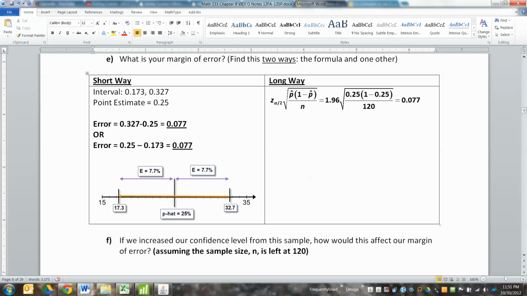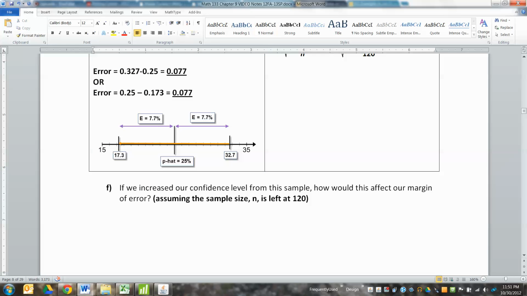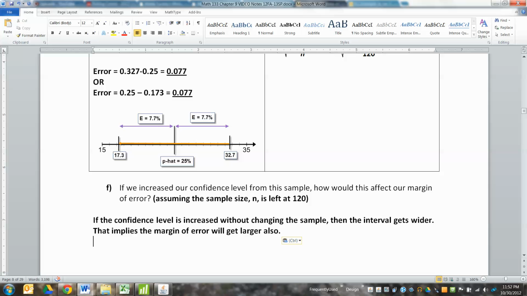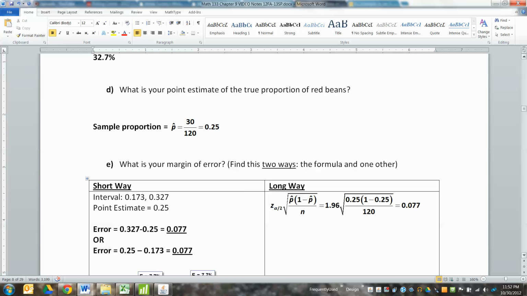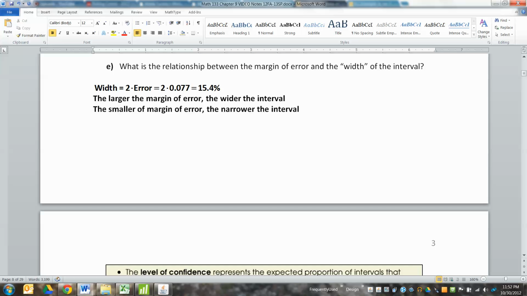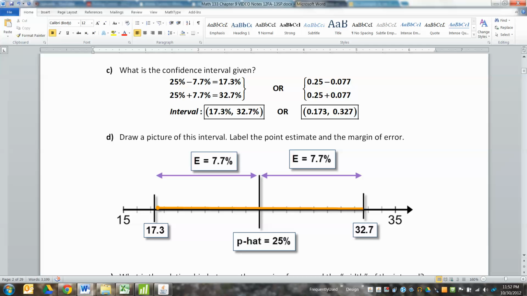Okay, well, if you increase your confidence level, here, let me type this up, hold on. All right, if we increase our confidence level without changing our sample size, then the interval is going to get wider, which means the margin of error is also going to get larger, because remember that your margin of error is equal to half the width of your interval. We learned that way back here. Well, this will work. There's the width in the orange, or the yellowish color. So that's the whole interval. So the error is half of that.